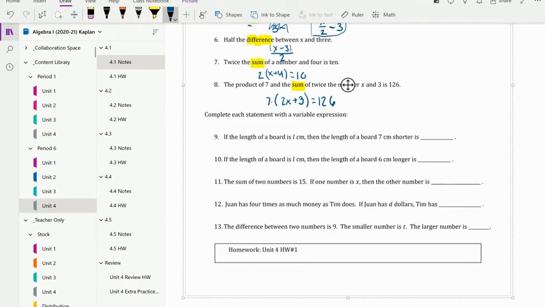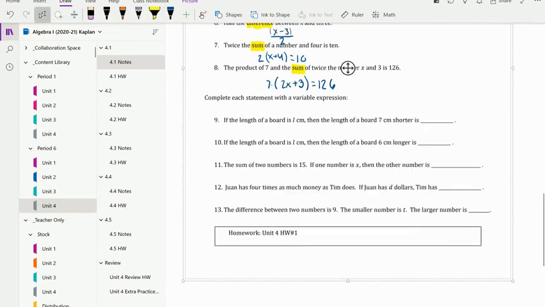Take a moment to think about it, and hopefully that one will make sense to you. But if not, we can definitely talk through some questions tomorrow. All right, getting into some slightly different ones here. Complete each statement with a variable expression.